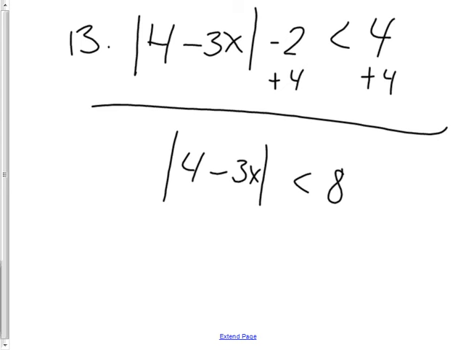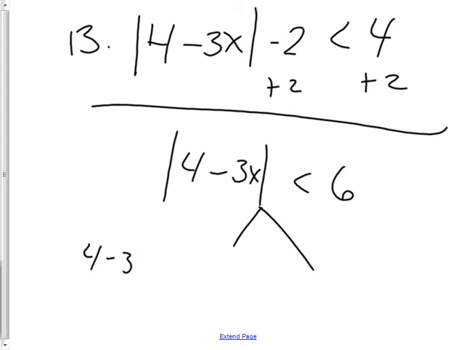I added 4 to both sides. That's why I had people looking up at the board going, what the heck? Plus 2, sorry. 4 plus 2 is 6, yes. Okay. Now, hopefully there's not as many confused looks out there. Good. So now what? Break it into 2 parts. Got 2 equations to solve.